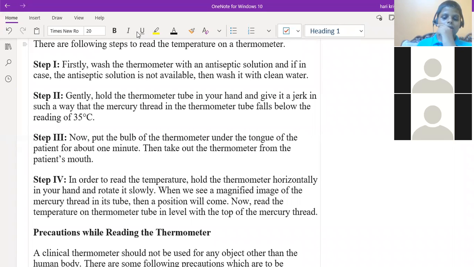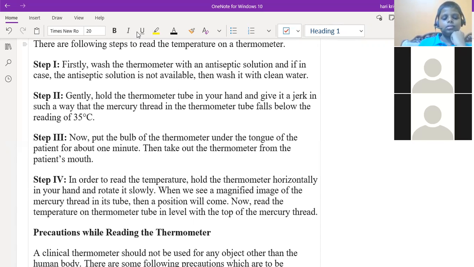Hold the thermometer horizontally in your hand and rotate it slowly. When we see a magnified image of the mercury thread in its tube, then a position will come. Now read the temperature on the thermometer tube in parallel with the top of the mercury thread. Simple, right?